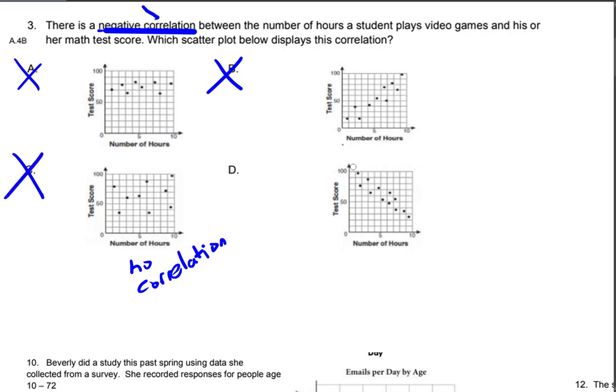And here, finally, as you can see, there's a general negative slope happening. Because of that general negative slope, as the number of hours increase, his test scores go down. This is correct. His or her test scores go down.